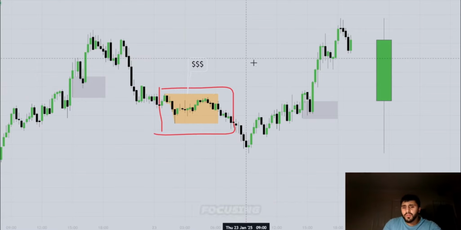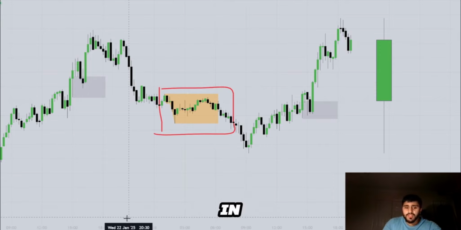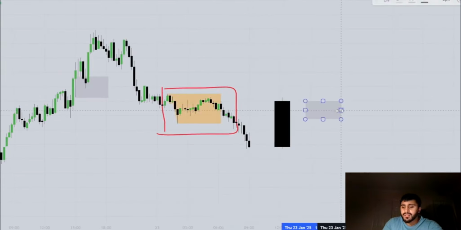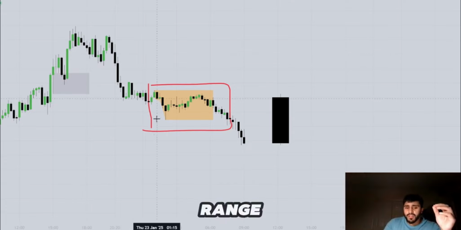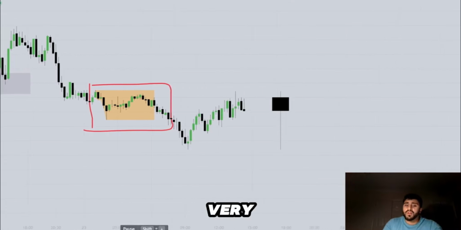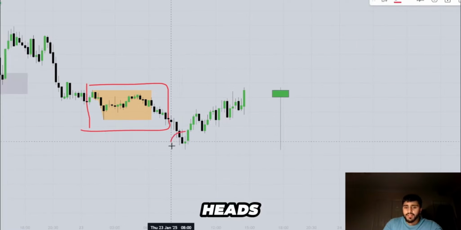So we want to be focusing on the Asian range high and the Asian range low. When we use this in conjunction with the power of 3, what we need to understand as traders is that the market will move down before it goes up. And we use this in line with the Asian range. So what that means is when you have an Asian range, the market will very, very often sweep the Asian range low before it heads higher.